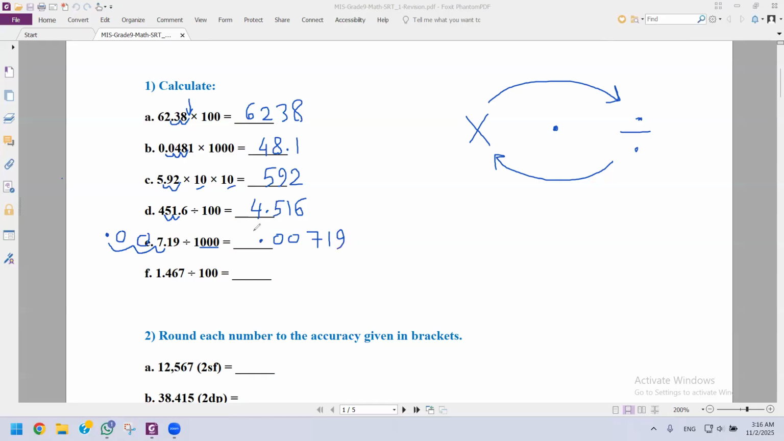0.00719. But can I leave it here empty? No. So we have to fill before the decimal point, which is 0 again. So it's 0.00719. Okay, last one, divide by 100. So we need to go 2 steps. This is 1. And then I don't have the second step, so as we said, we add a 0. So it's 0.01467. But we don't keep it empty, so we put 0.